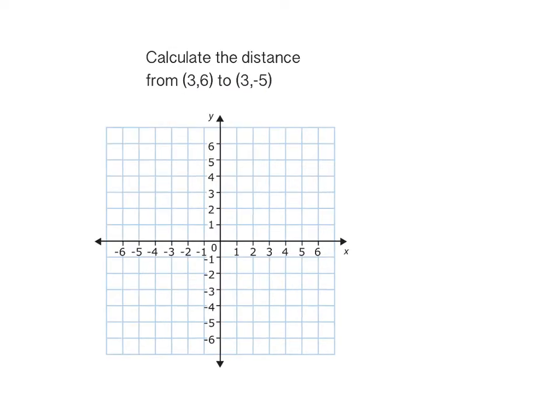All right, let's do a little distance calculating. We're going to calculate the distance from (3, 6) to (3, -5). So first thing we got to do is graph. All right, so let's graph the point (3, 6). So right 3 and then up 6. And then right 3 and down 5.